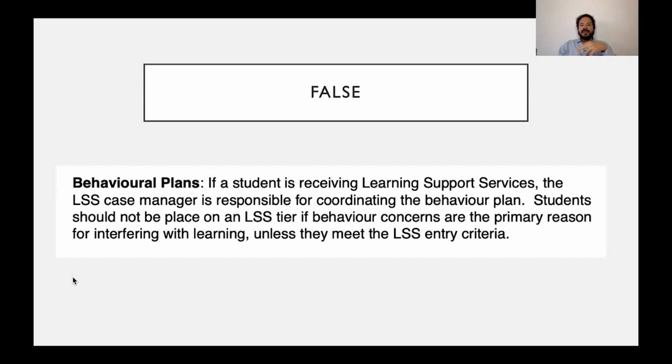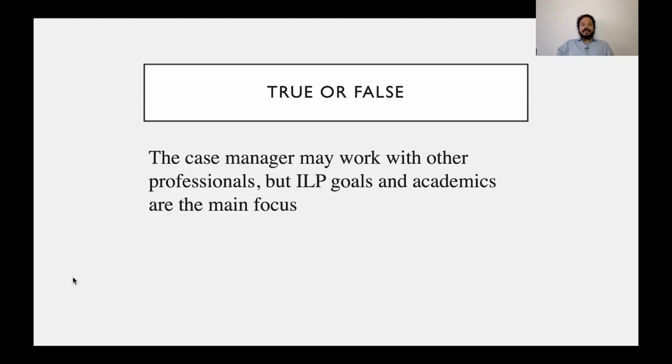But once that person has already been through all that and has a case manager, and then they have behavior concerns, in my book, the way I roll, I work with the counselor a lot, and I work with the grade level coordinator, the homeroom teacher, all these people. But for me, I'm facilitating the behavior support plans and working with the parents and getting the home to school connections and all that stuff. All right, true or false? The case manager may work with other professionals, but ILP goals and academics are the main focus.